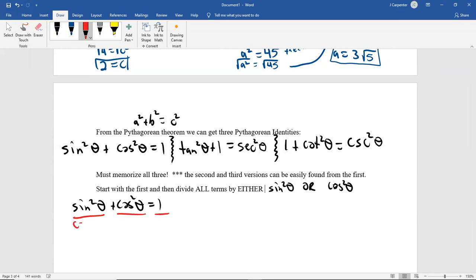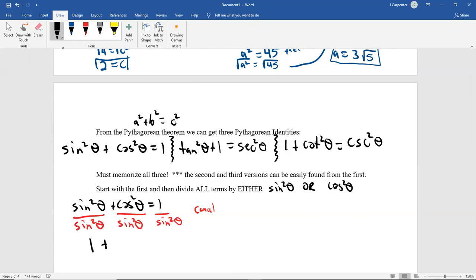We're going to divide everything by cosine. I'm sorry, I said by sine squared, didn't I? So let's do the order I said. Divide all terms by sine squared. Now, why are we doing this? Because look what happens. We can cancel this sine squared with this sine squared. Anything divided by itself is 1. So this is now just 1 here, plus.